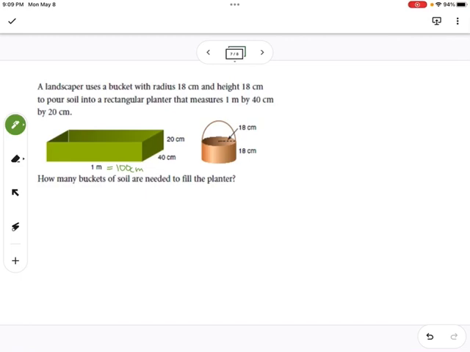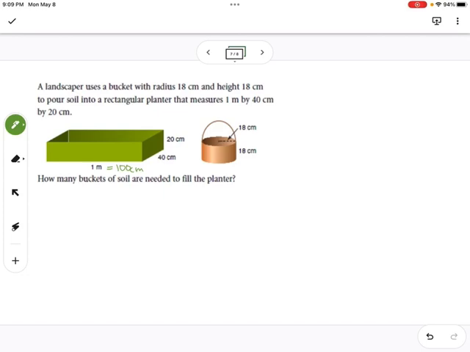Now, what is the question asking us? We need to know how many buckets we're filling. This bucket is filled with soil and it's being dumped into the planter. So how many times do we need to fill this? And if we are filling an object, what are the units that we're using? What is the measure that we're trying to find? So in order to fill this up, we're going to find the volume of it. We also need to know the volume of the planter.